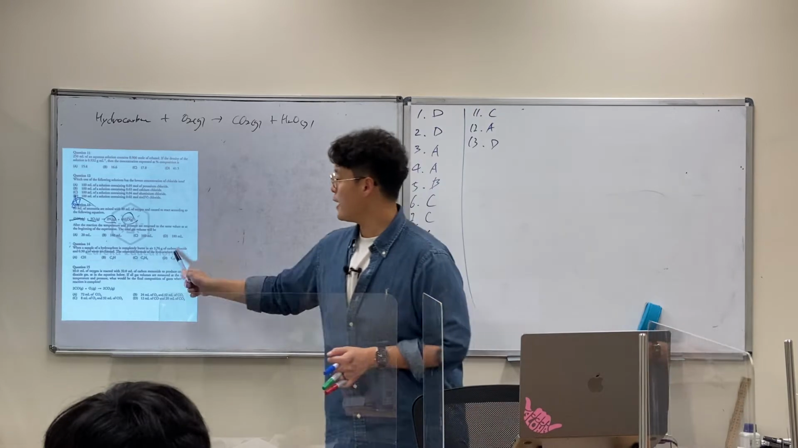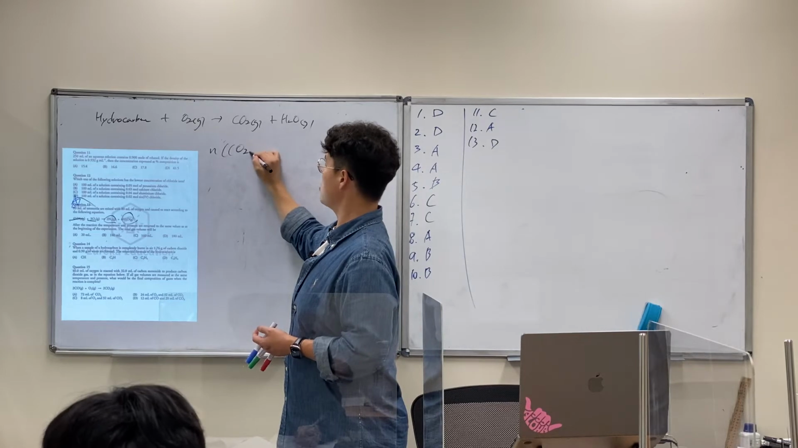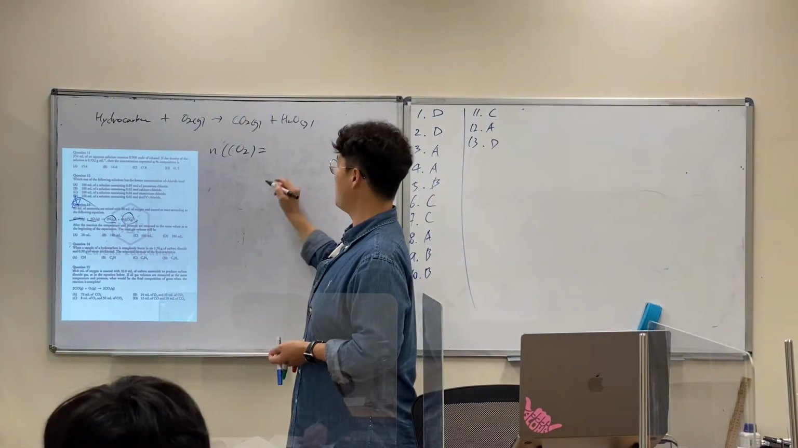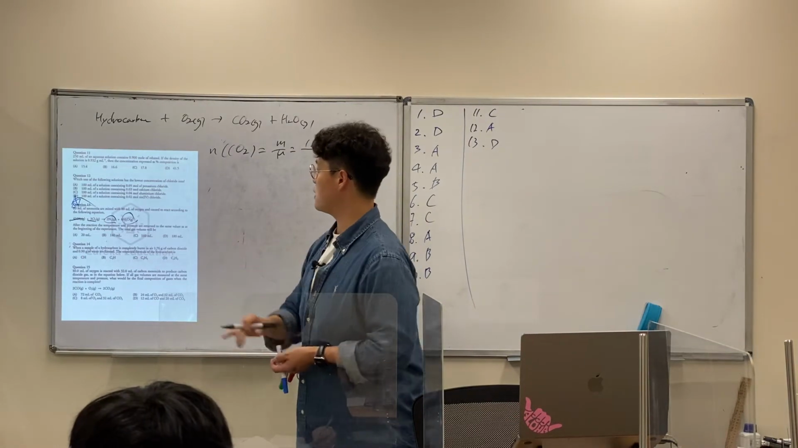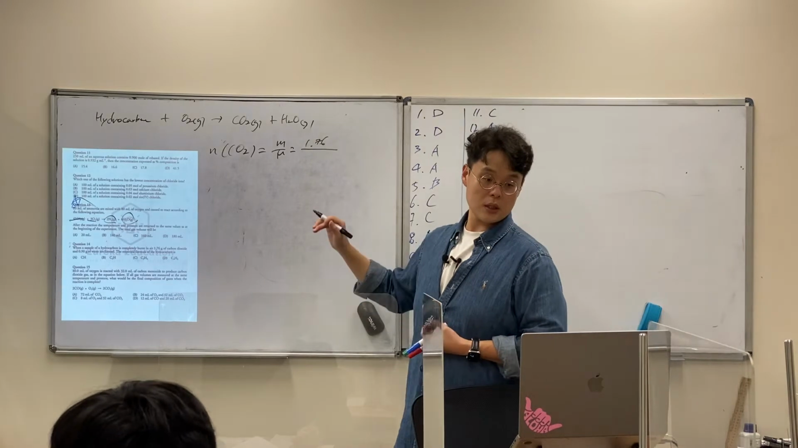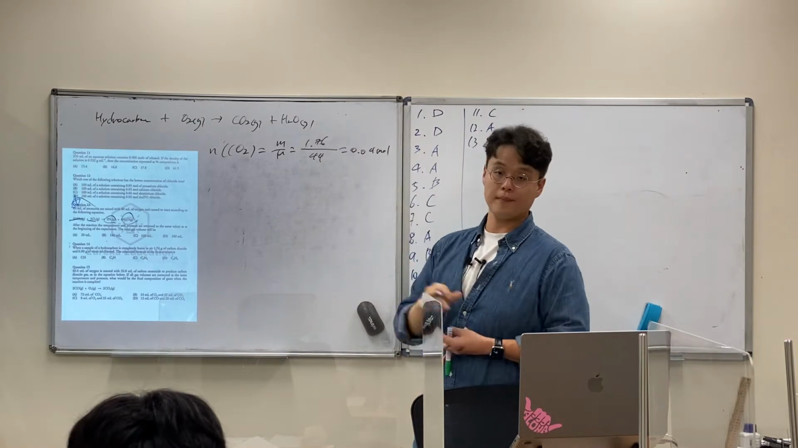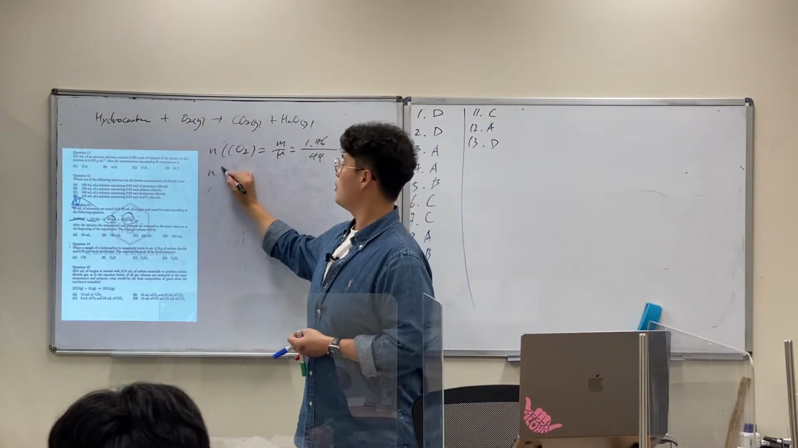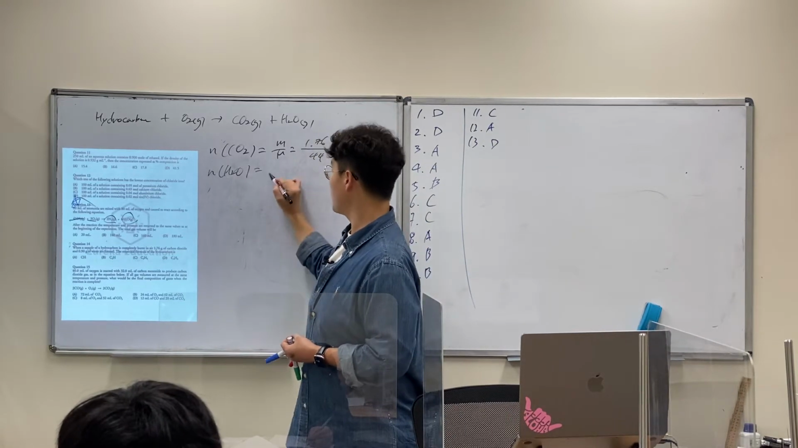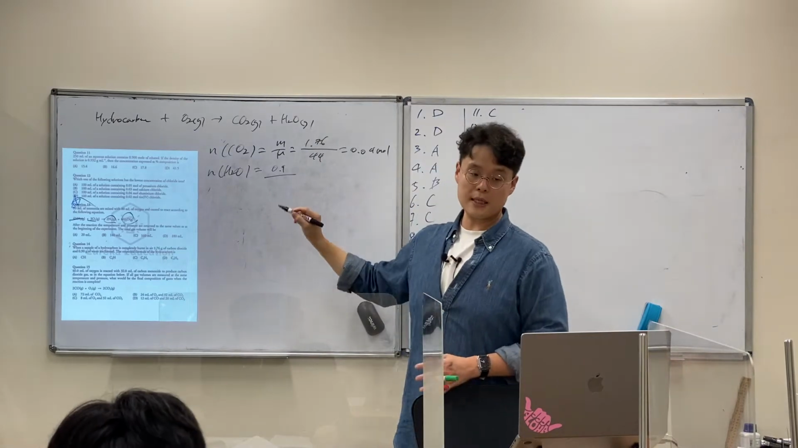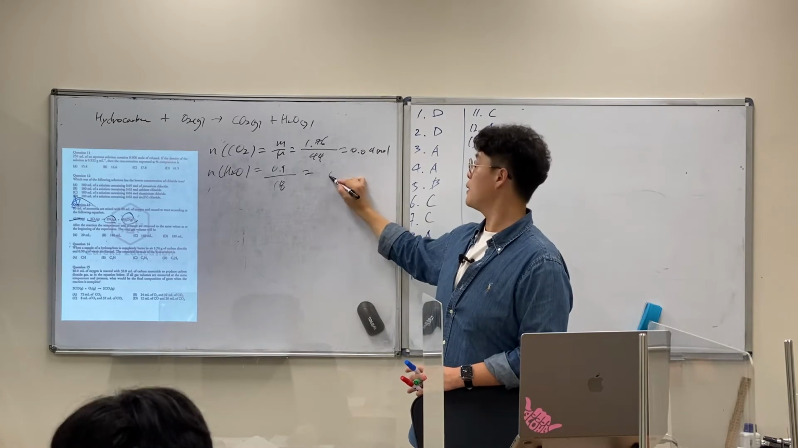Okay, so for that we now have the number of moles of CO2. Carbon dioxide we have 1.76, so mass over molar mass: 1.76 divided by the molar mass, which is 44, and you'll get 0.04 mole. And H2O will be 0.9 divided by molar mass 18. Then you should have 0.05.